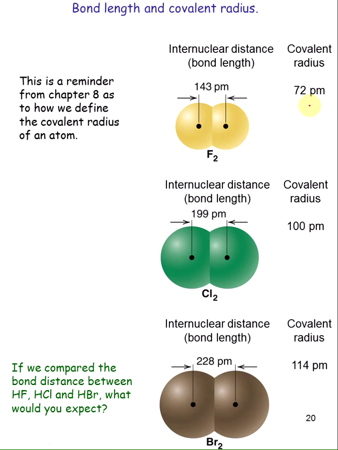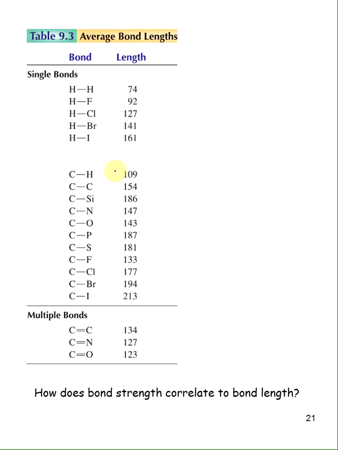So here I want to draw your attention to HF and HCl and then HBr. Here we have the bond lengths 92, 127, and 141. So the hydrogen-fluorine bond distance is the smallest, because the covalent radius of fluorine was smaller than that of chlorine, which was also smaller than that of bromine. So if we were to put these in order of bond lengths, HF is smallest, then HCl, and then HBr.